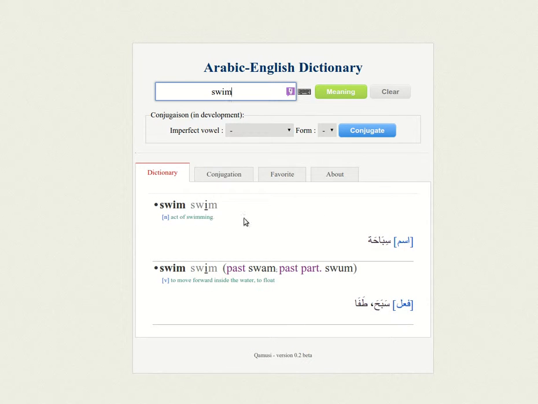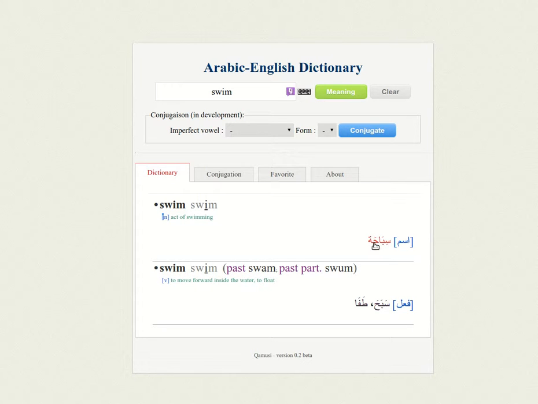So swim, سباحة. This is the noun, اسم. So you see, اسم, act of swimming. And we have also سبحة, and طفى, this is another verb. Swim, this is فعل, this is a verb, you see, verb and noun.